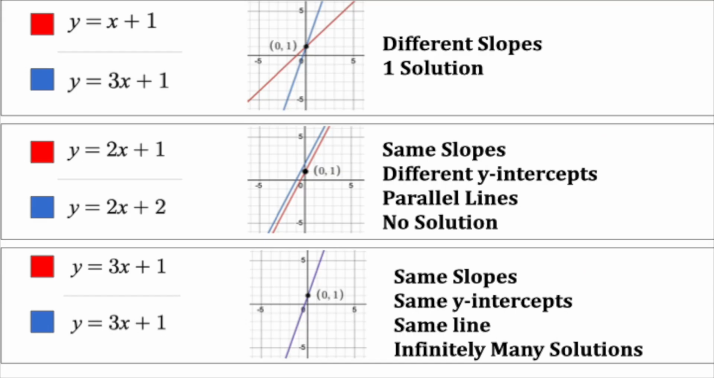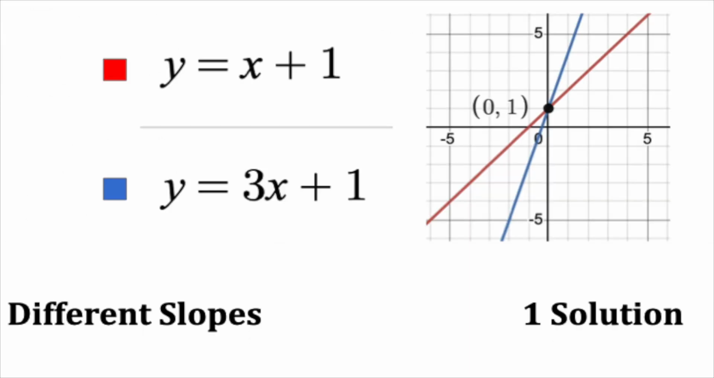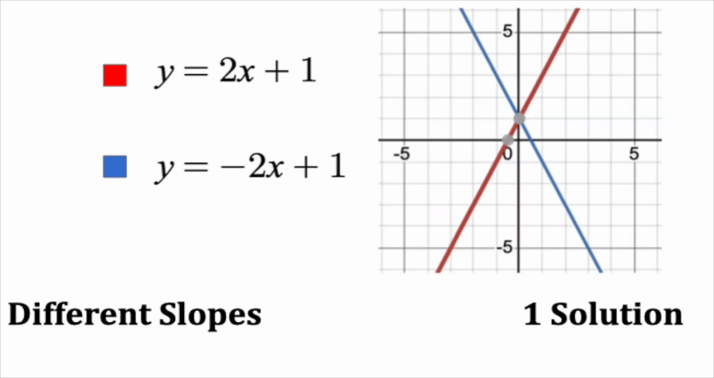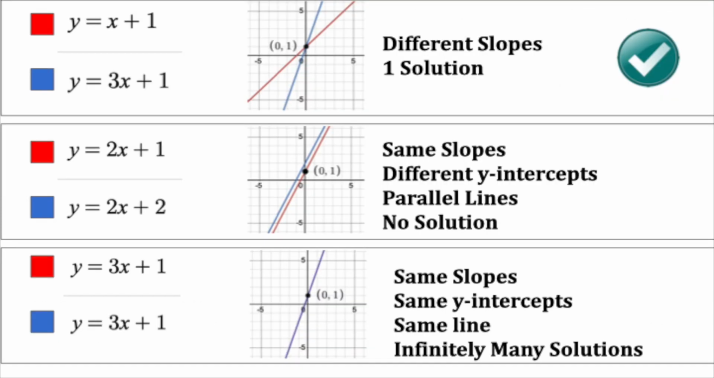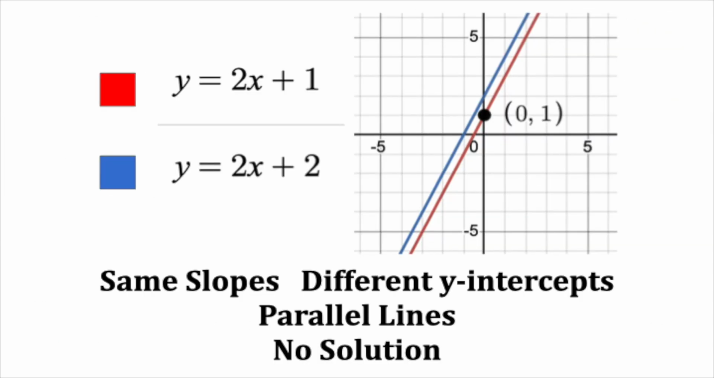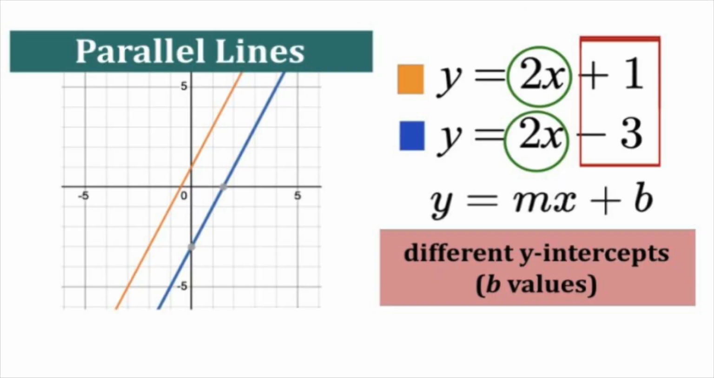Here we have a summary of all the different situations that could happen. So you could have different slopes. If there's different slopes, it means there's one solution like you have here. You could also have perpendicular lines, which would be one solution still. Those lines have slopes that are negative reciprocals of each other. If they have the same slope, different y-intercepts, those are parallel lines, which means there's no solution. The lines never intersect at any point, meaning no solution.